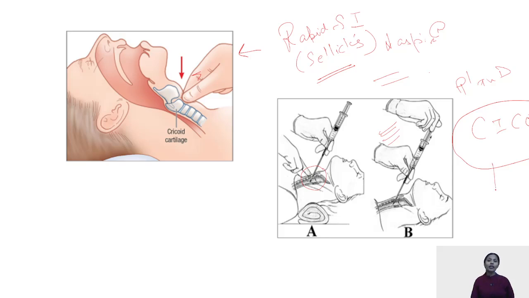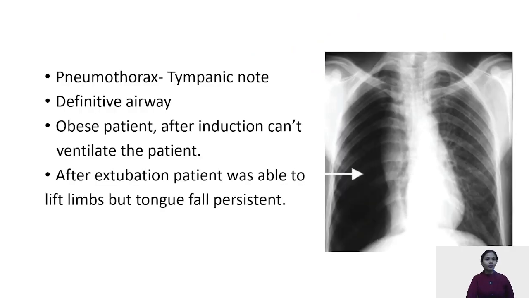For that, surgical access has to be there. So this picture is showing your needle cricothyrotomy. It is used in difficult intubations as a part of plan D, in which we can't intubate and can't oxygenate the patient. Done. I hope these two images are clear to you all.